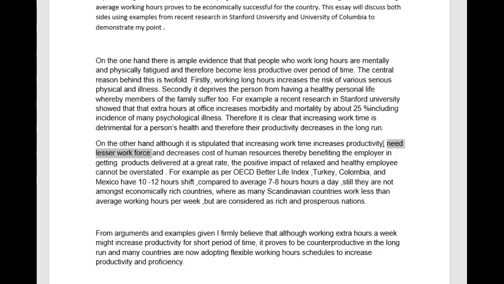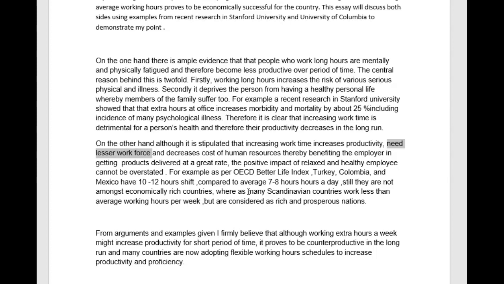Okay. All right. For example, as per OECD Better Life Index, Turkey, Colombia, and Mexico have 10 to 12 hour shifts. Okay, so no S here, and the S belongs here because hour here is an adjective. Compared to average 7 to 8 hours a day, they are still not amongst economically rich countries. Whereas, this should be one word, many Scandinavian countries work less than average working hours per week, but are considered as rich and prosperous nations.